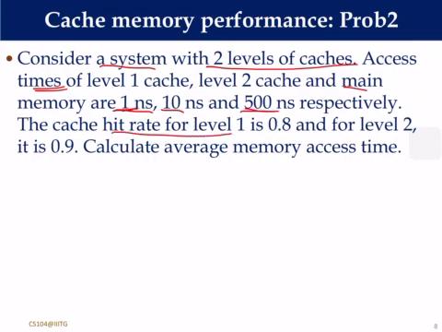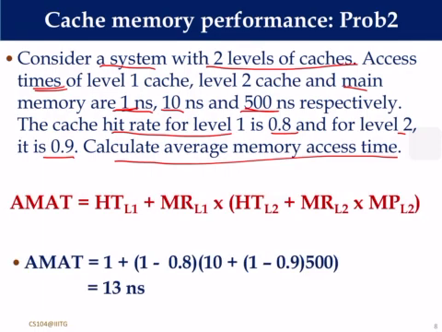Hit rate for L1 is 0.8, and for L2 0.9 is given. You are simply asked to find the AMAT, right? So we'll simply put in the formula and we'll get that. It's nothing much to do. We already have seen how this has evolved, right? It is as simple as that.